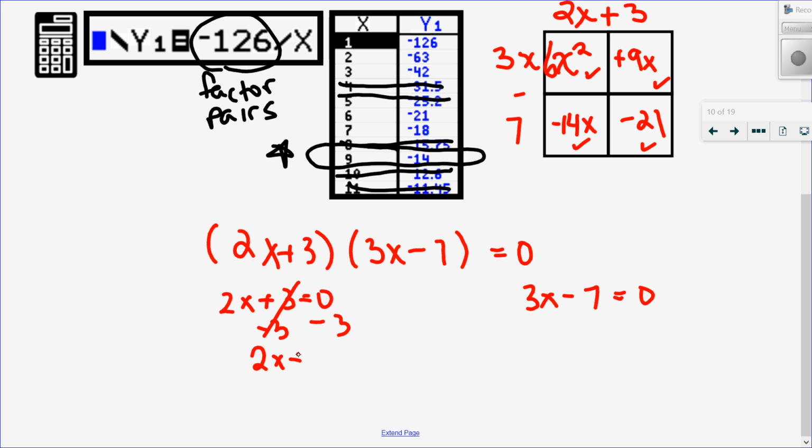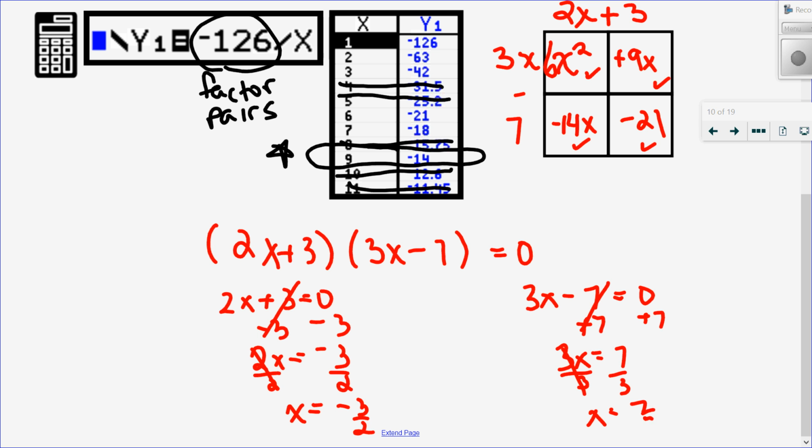So 2x equals negative 3, and then divide both sides by 2, and I get x equals negative 3/2 is my first solution. And over here, add 7 to both sides, and I get 3x equals 7. Divide both sides by 3, and I get x equals 7/3 as my second solution. So those are my solutions, negative 3/2 and 7/3.